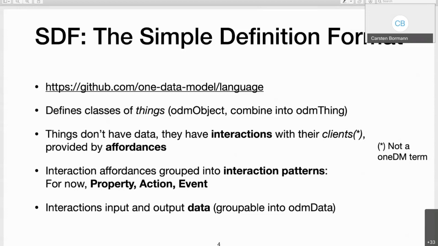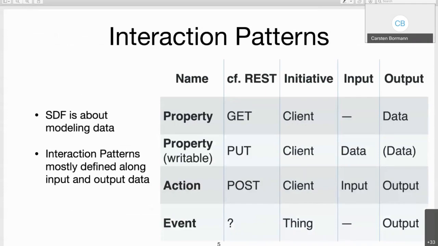And of course, those interactions actually do input and output data, and that's where the real data model part of the SDF model comes in. But you have to have the other parts, the interaction part, so that these data models actually make sense in context. So let's talk about those interaction patterns.